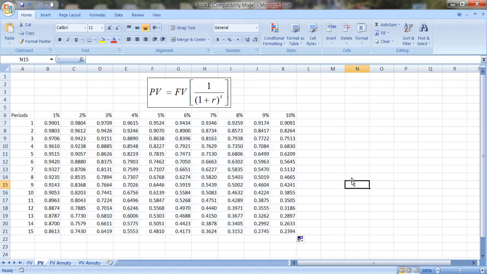So, for example, suppose you're going to receive $1,000 10 years from now at an interest rate of 4%. What's it worth to us today? Well, we take the 1,000 and we find this present value factor. We take 10 periods. Where does it intersect 4%? It's 0.6756. So 1,000 times 0.6756 is $675.60. So that's the present value of $1,000 received 10 years from now at an interest rate of 4%.